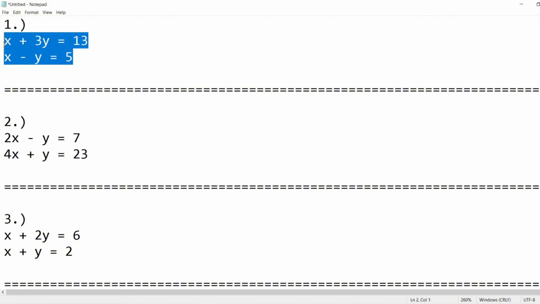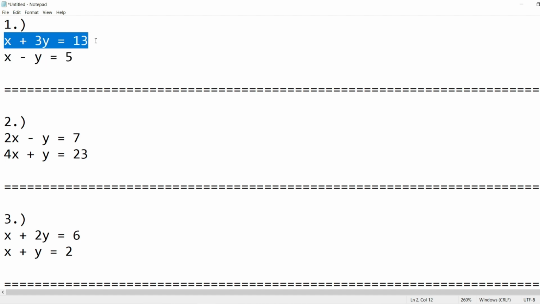Okay, I have a simultaneous equation: x plus 3y equals 13 and x minus y equals 5. When you're presented with a simultaneous equation like this, your goal is to find x and y. You're given the facts that x plus 3y is 13, but it's also true that x minus y equals 5. So what can we do with this? Well, let's start with finding one of these. Let's say we want to find x.